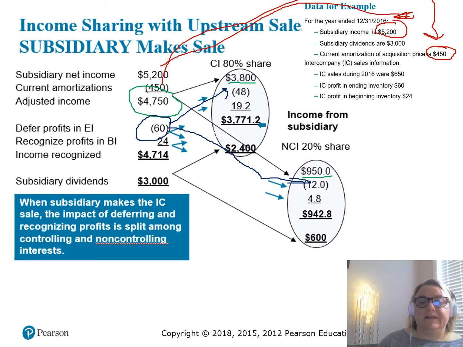We're going to recognize profits in beginning inventory, 24, right here, and right here. I actually think downstream sales is easier than upstream. That's just my opinion. Maybe I'm just a glutton for punishment. And then our sub dividends, breaking them out between the two right here. And we have broken out.